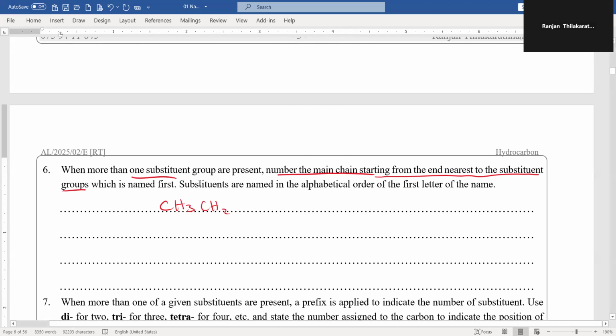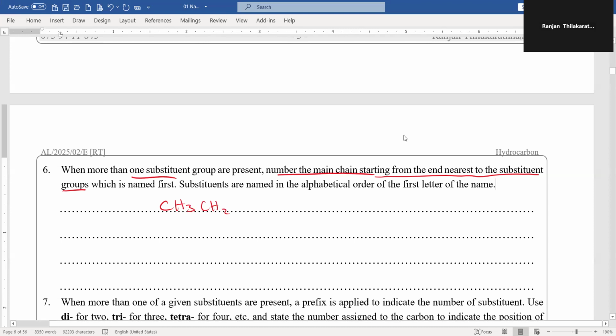When more than one substituent group is present, number the main chain starting from the end nearest to the substituent group which is named first. And substituent groups are named in the alphabetical order of the first letter of the name. If it is bromo and chloro, we write bromo first and then chloro. Why? B comes first.